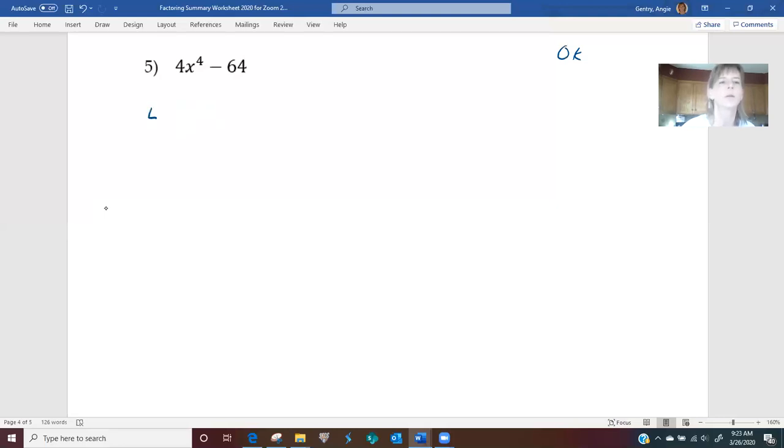What do they have in common? A 4. 4 times what is 4x to the 4th? So some people here want to pull a 4x. There's no x in 64.